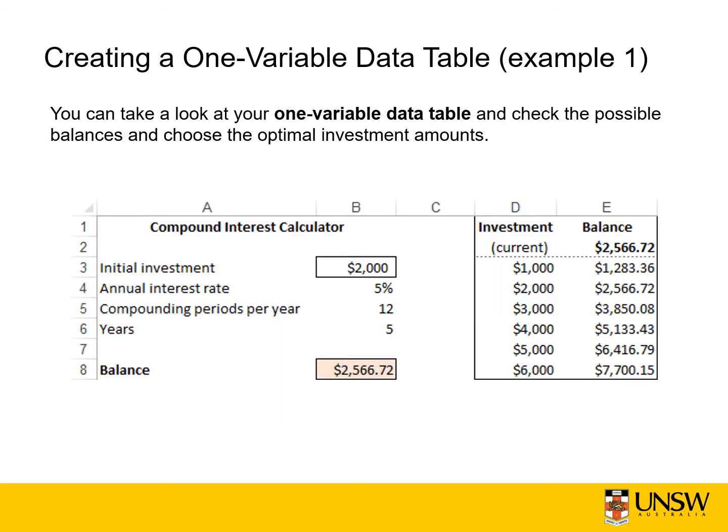By clicking OK, Excel immediately populates the empty cells with outcomes corresponding to the variable values. Now you can take a quick look at your one variable data table and see the possible balances based on different initial investment amounts.